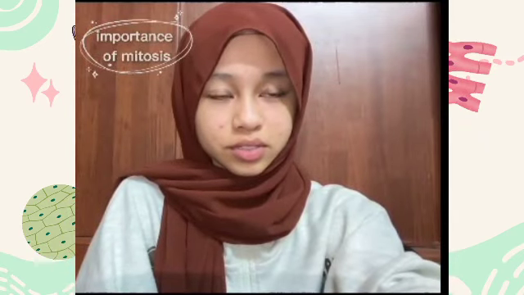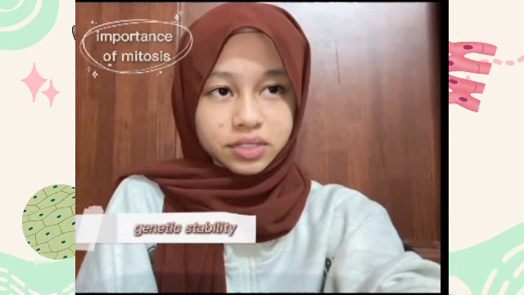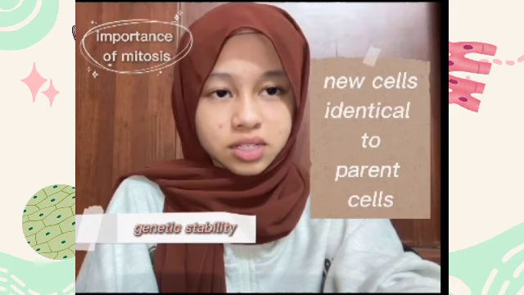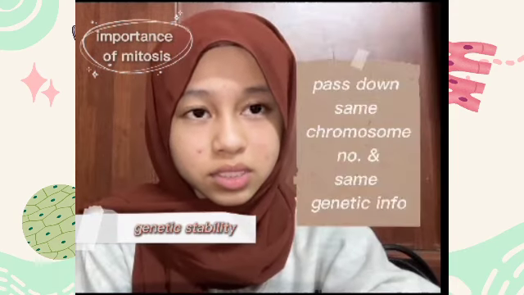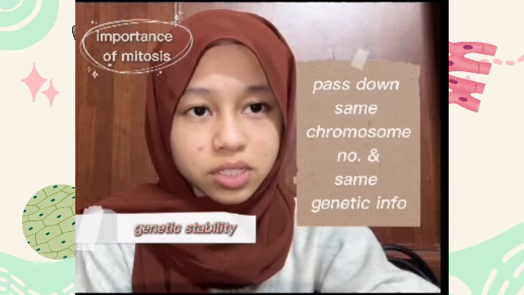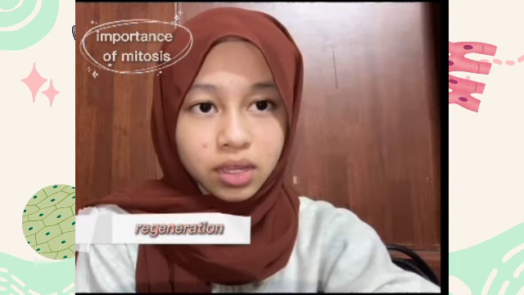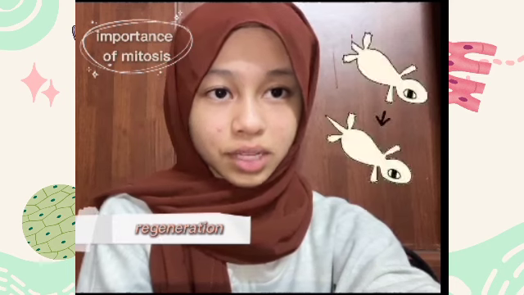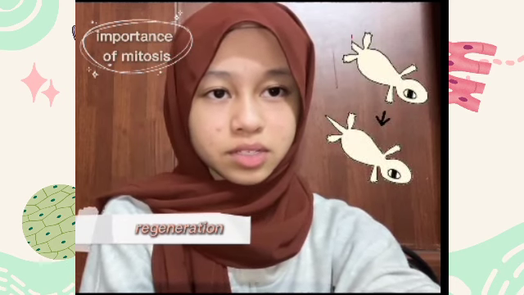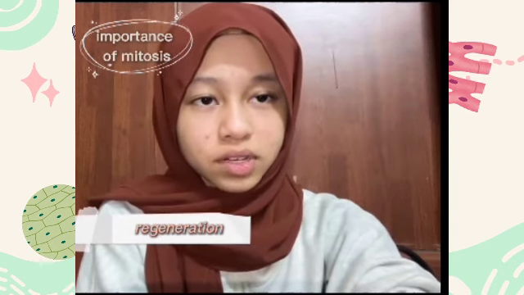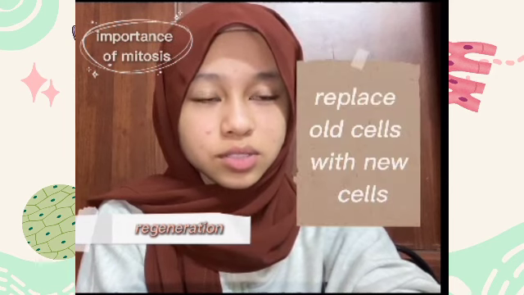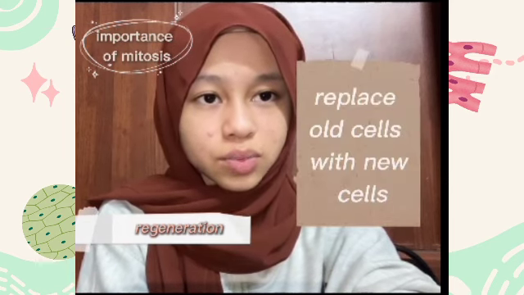Another importance of mitosis is genetic stability. Mitosis makes sure all the new cells are genetically identical to the original or parent cell. This means the same number of chromosomes and the same genetic information is passed down. Next is regeneration. Some animals can grow back missing body parts because of mitosis. When cells divide through mitosis, they regenerate new cells, replacing old or damaged ones.